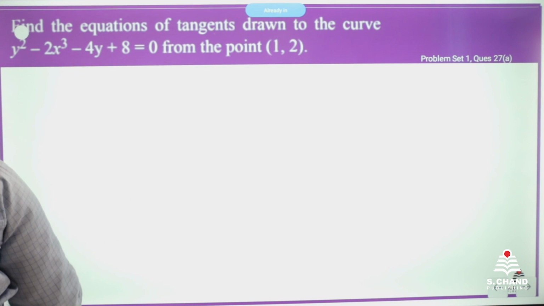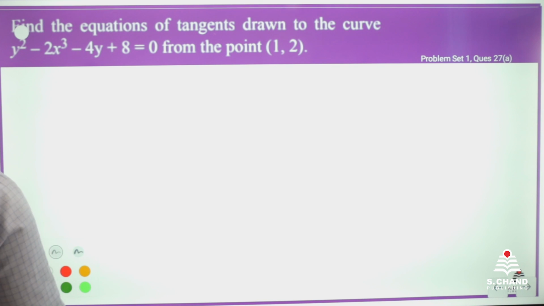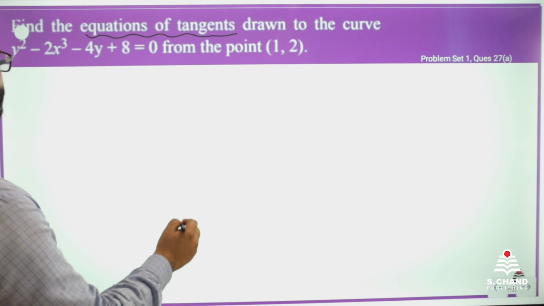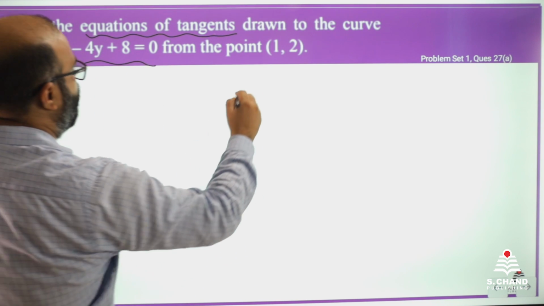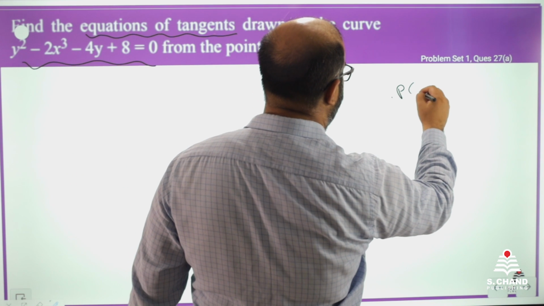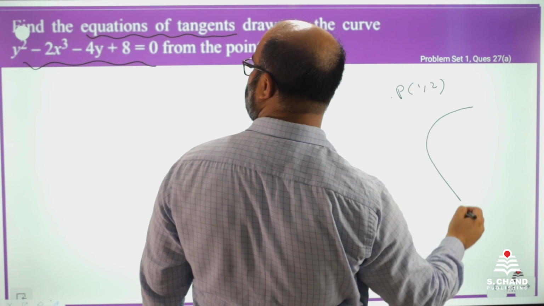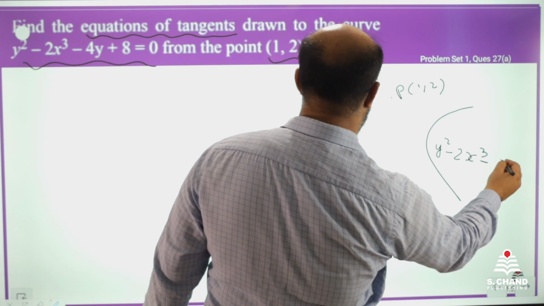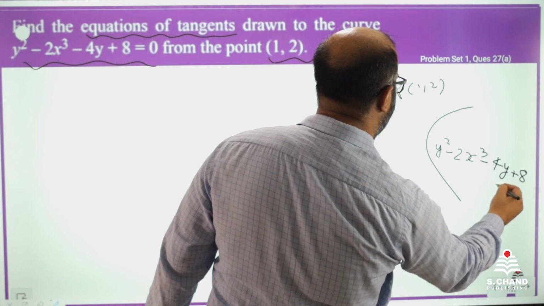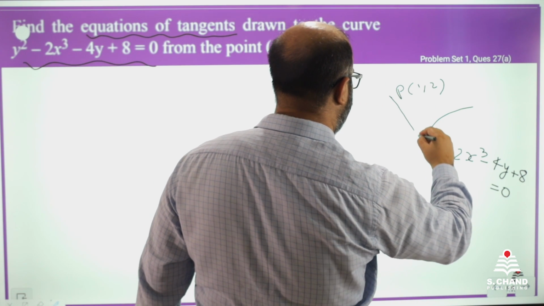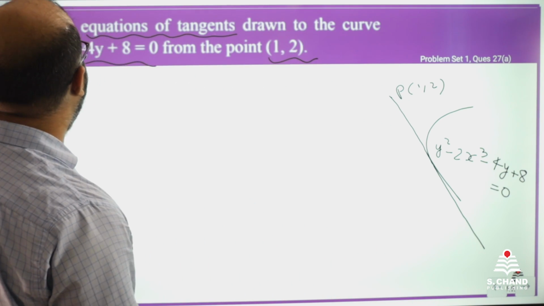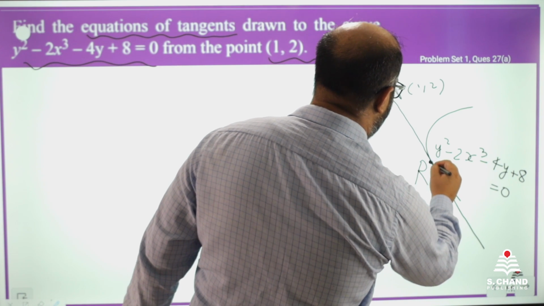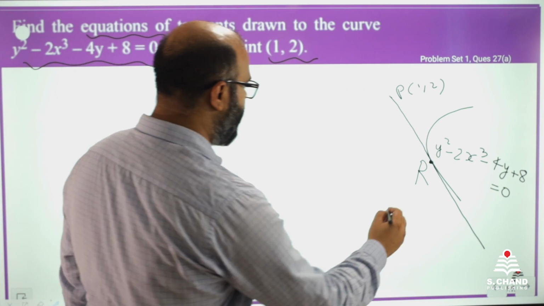So if we talk about this question here, we have to find equations of tangents. More than one tangent may be possible to this curve from the point (1, 2). So this point is (1, 2) here, and the curve may be something like this, which is y square minus 2x cube minus 4y plus 8 equal to 0. Now if we want to find the equation of the tangent, this is the tangent over here. So we take a point R here, where this is the point of contact, and we take this as (x, y).